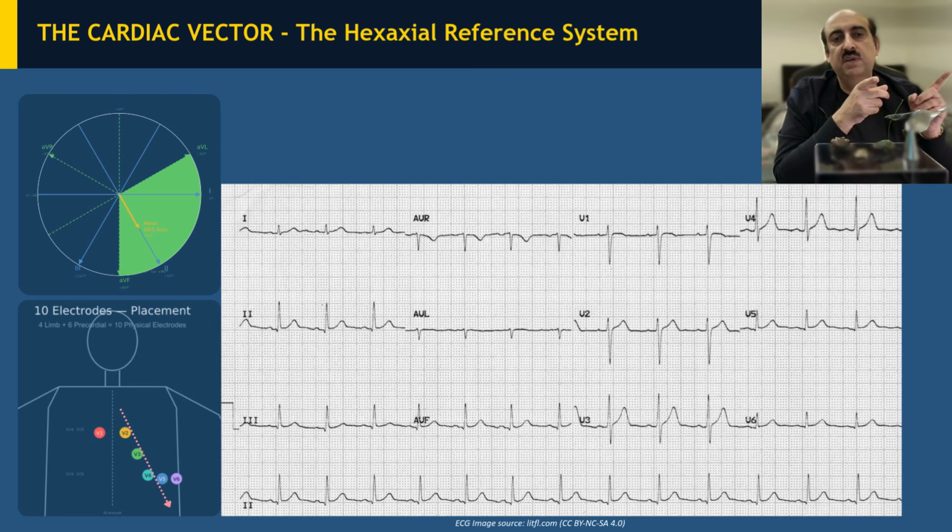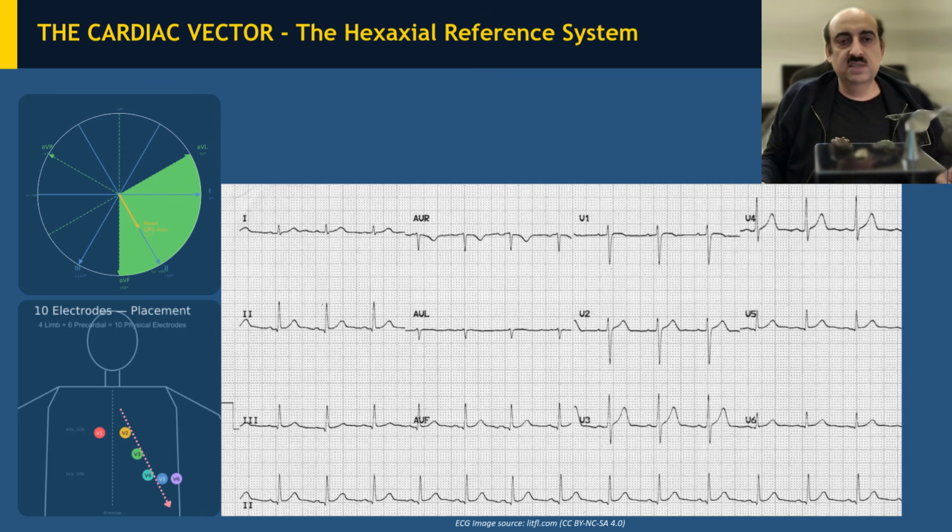Secondly, we have the cardiac vector diagram as I've shown you before. The green is the normal zone, so minus 30 to plus 90 is the range. 60 degrees is a normal cardiac vector or cardiac axis.